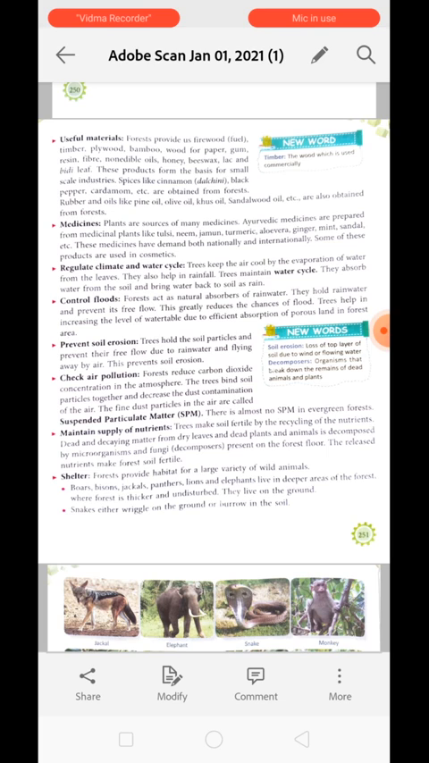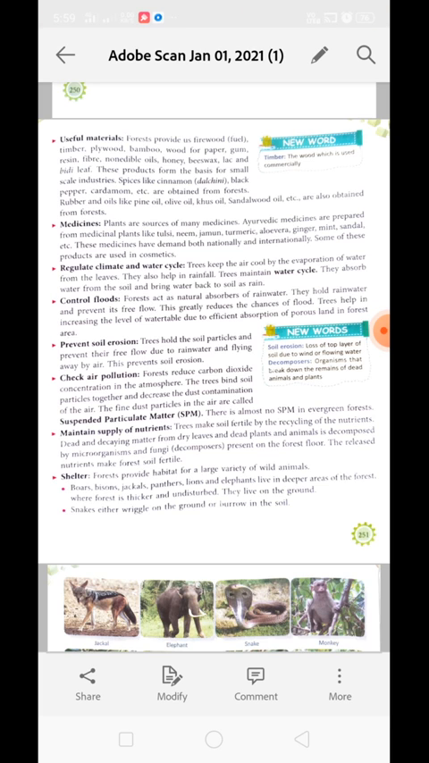Next is medicine. Medicinal plants are sources of many medicines. Ayurvedic medicines are prepared from medicinal plants like tulsi, neem, jamun, turmeric, aloe vera, ginger, mint, sandal, etc. These medicines have demand both nationally and internationally.